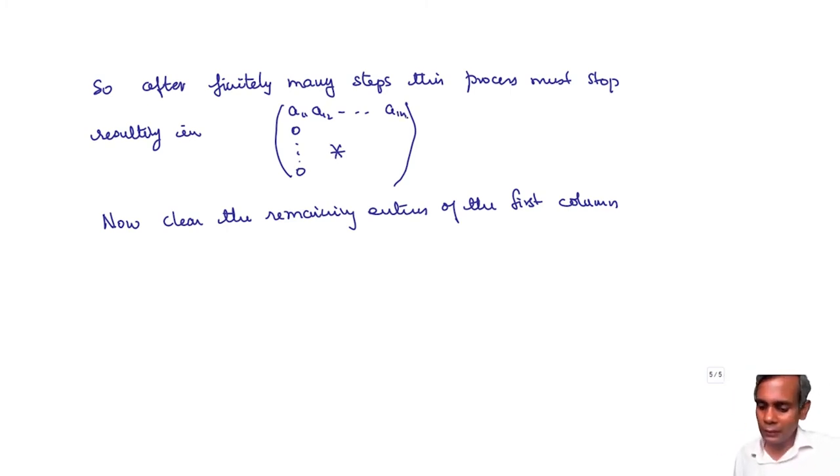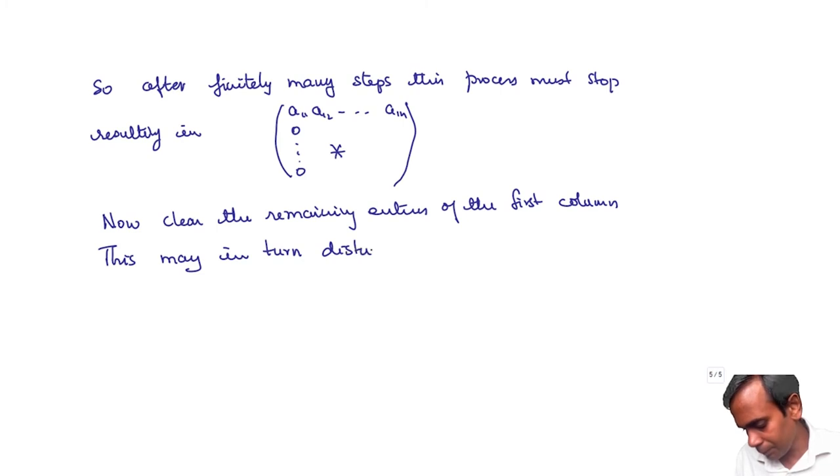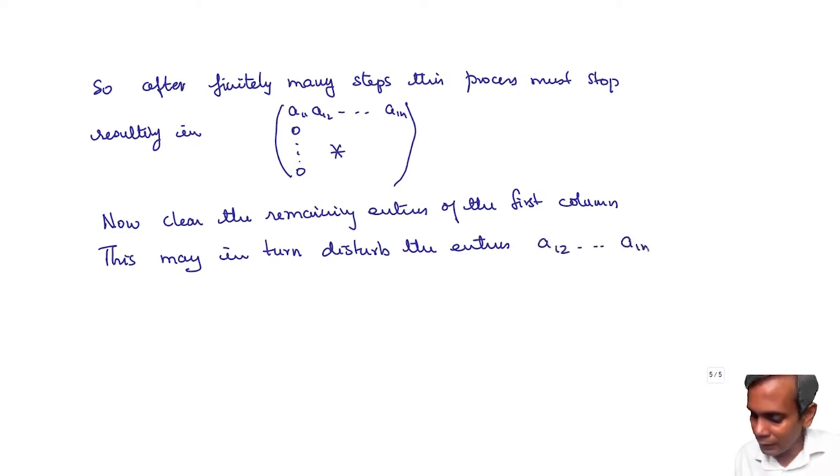But no matter, we again work with the rows and try to make them zero. In the process, well, we may turn the column entries non-zero. So what is the way out of this? The way out of this is the fact that each time we do this, we are further reducing d of A11. So this may in turn disturb the entries A12 to A1n, making them non-zero.